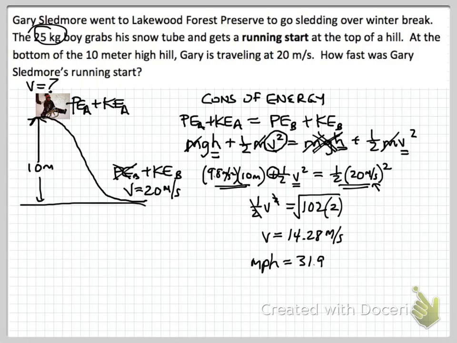Now, the idea, though, is using conservation of energy, you can solve for velocities at the top of the hill, at the bottom of the hill, in the middle of the hill, on a second hill. Typically, you're going to be given all the heights, or you'll be given enough of the velocities that one thing is remaining that you can solve for.